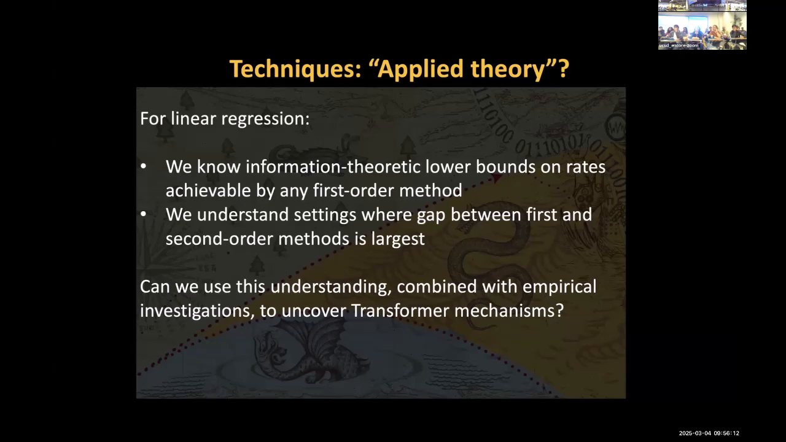And remember that what we want to do here is to see if transformers are more similar to a first or a second order method. We know the best that first order methods can do. And we also understand settings where this gap between first and second order methods is really large. So maybe we can use some of this understanding to design experiments which can help us see what these models are doing and uncover these mechanisms to some extent. That'll be the philosophy.